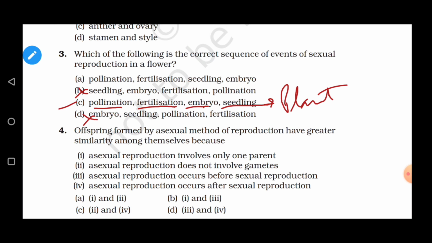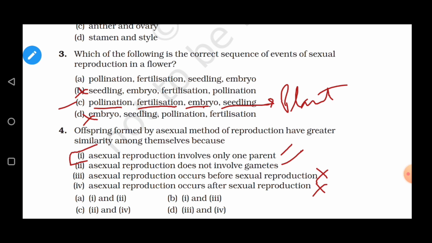Question number 4. Offsprings formed by the asexual method of reproduction have greater similarities among themselves because... जो organism asexual method से reproduction करते हैं उनके अंदर similarities के chances जो होते हैं वो बहुत ज़्यादा होते हैं. इसका क्या reason है? First option is asexual reproduction involves only one parent. That's true. Second, asexual reproduction does not involve gametes. That's also true. Third, asexual reproduction occurs before sexual reproduction. No, it's not necessary. Asexual reproduction occurs after sexual reproduction. So this is also not necessary. These two options are correct.